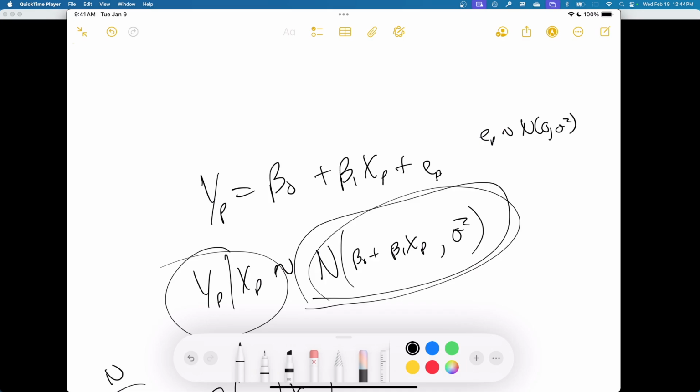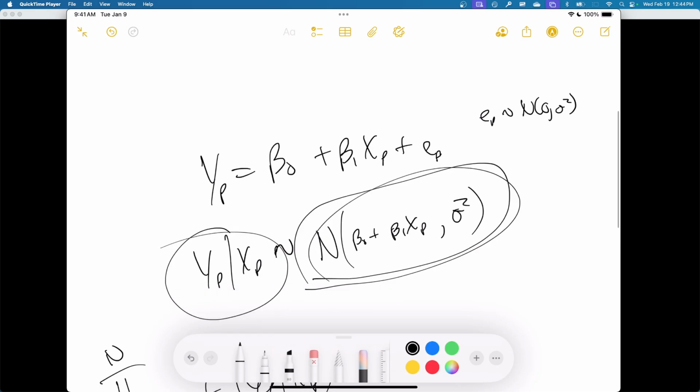I get to one by saying what's fixed and what's not fixed. Well, we didn't say anything about beta 0. When we don't say anything about it, we don't assume it has a distribution, so it's just a constant. Beta 1 is a constant. X is a constant, right?